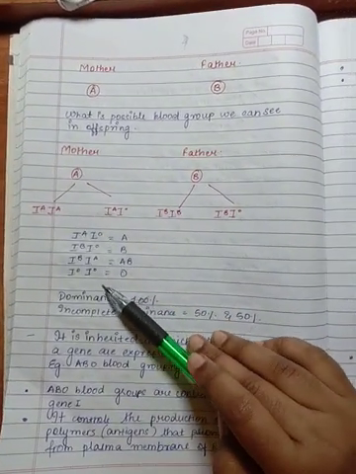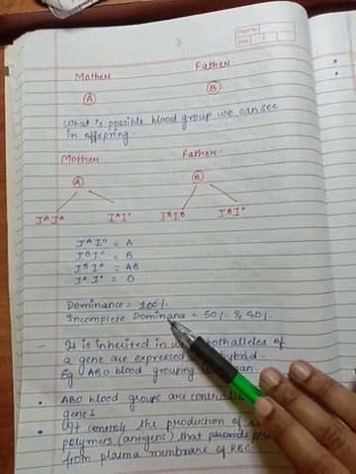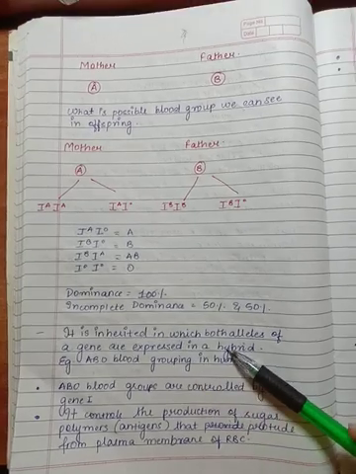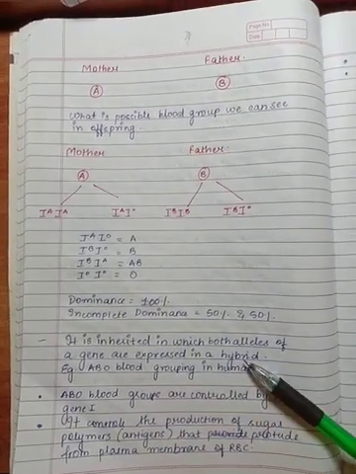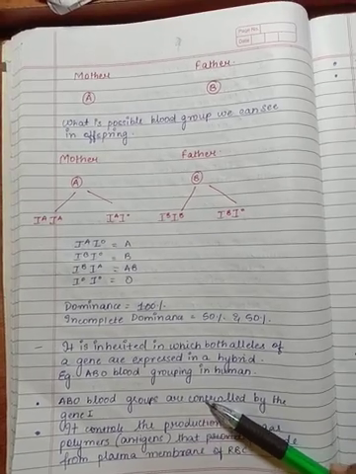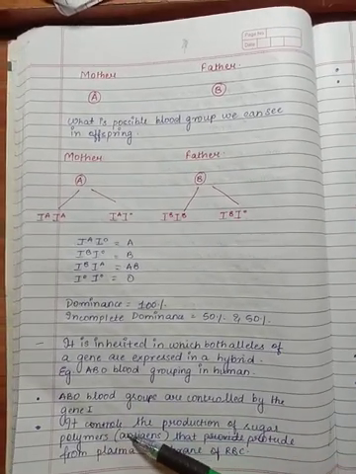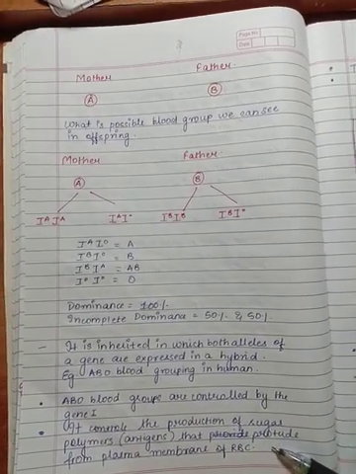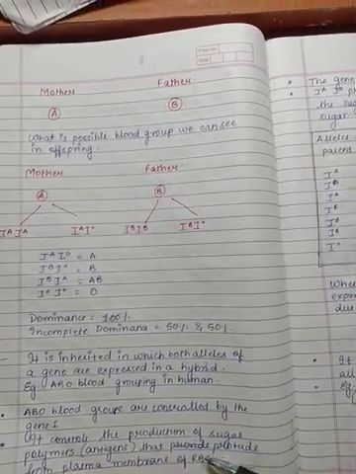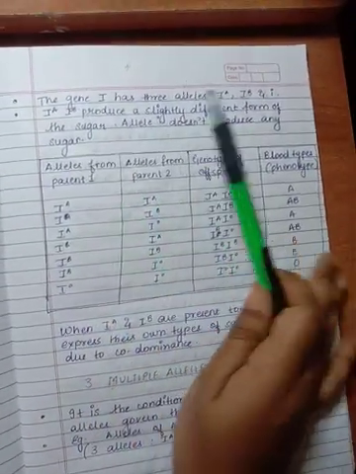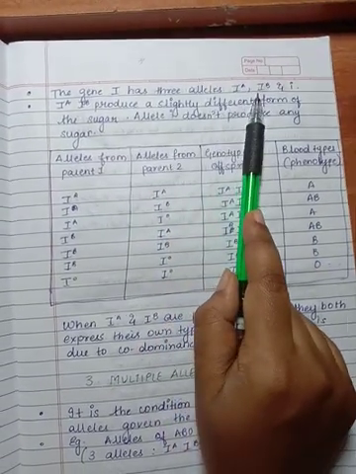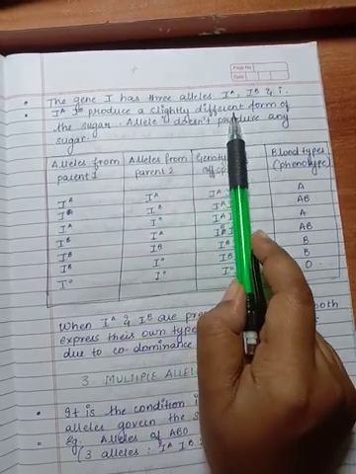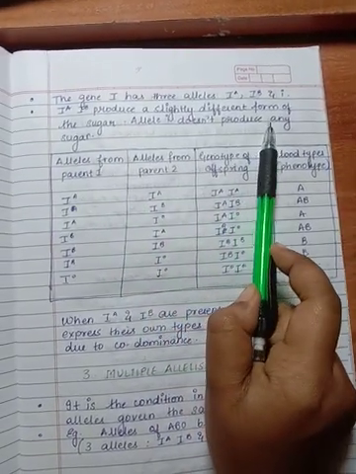We have already seen that dominance is 100%, incomplete dominance is 50%. Codominance is inheritance in which both alleles of a gene are expressed in a hybrid. Example: ABO blood grouping in humans. ABO blood groups are controlled by the gene I. It controls the production of sugar polymer antigens that protrude from the plasma membrane of RBC. The gene I has 3 alleles: IA, IB and I0. IA and IB produce slightly different forms of the sugar. The I0 allele doesn't produce any sugar.